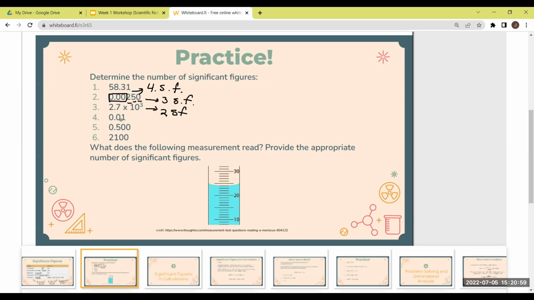Number 4 is 0.01. So these leading zeros are not going to be significant. And so that just leaves us with 1. So this is just going to be 1 significant figure.